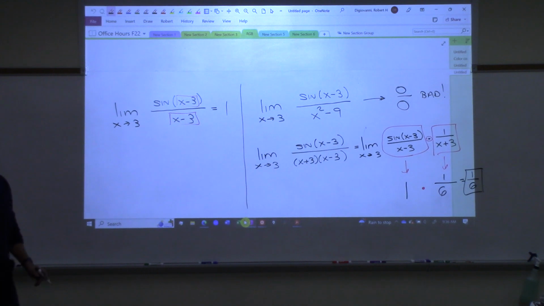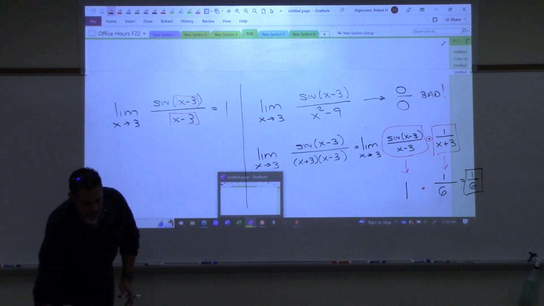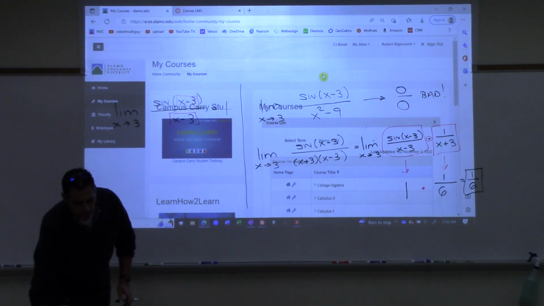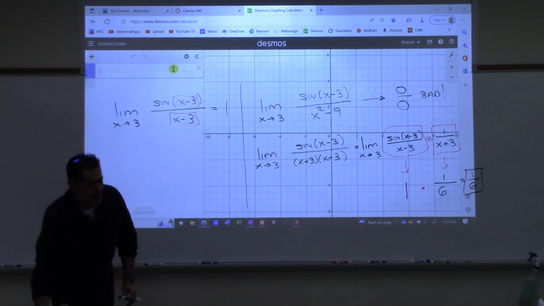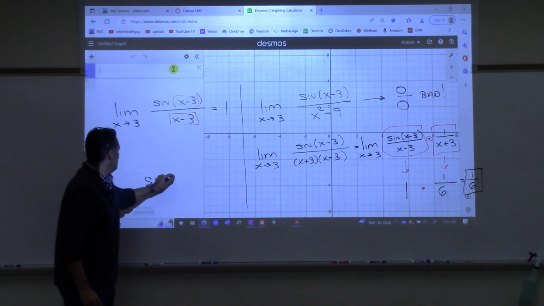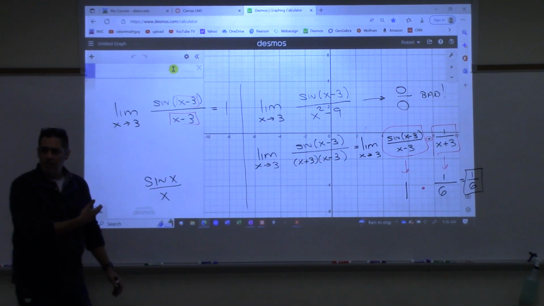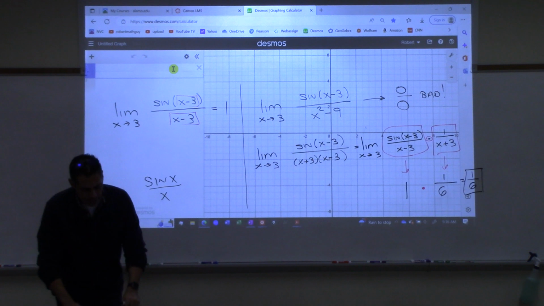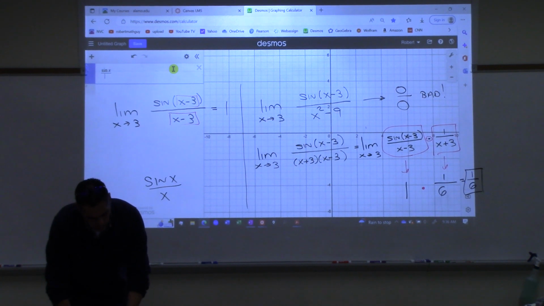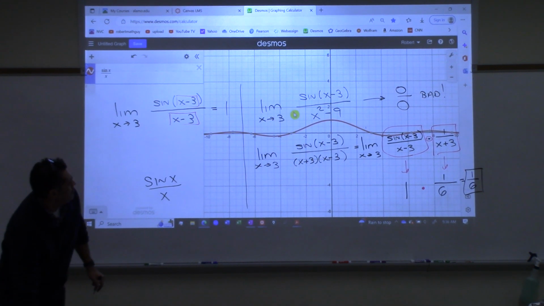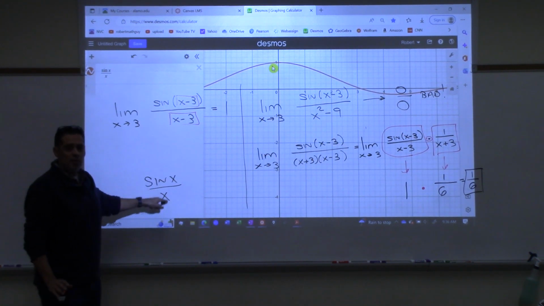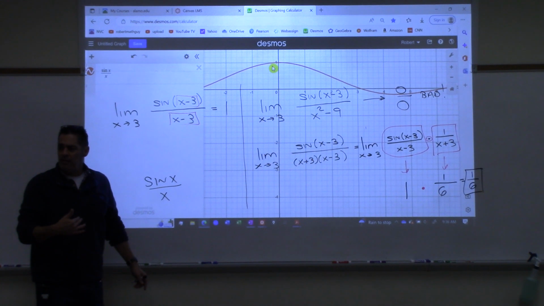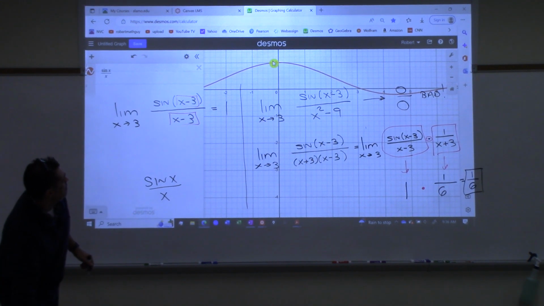If you need to convince yourself, just temporarily, then let me graph sine x over x. I'm going to graph that function, all right? If I graph it, there's the graph of that function, okay? Now, if I try and plug 0 into this, I get 0 over 0, right? So at 0, it should be undefined. Oh, did y'all see that?